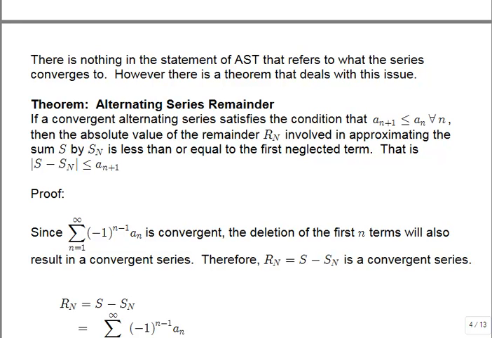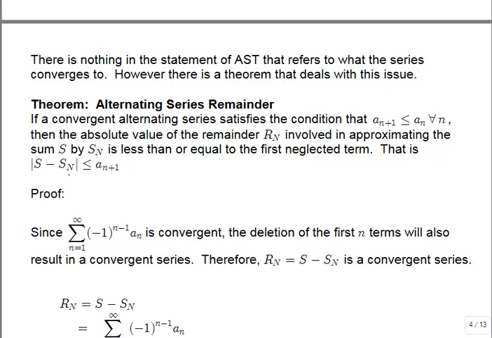Now there is nothing in the statement of the alternating series test that refers to what the series converges to. However, there is a theorem that deals with this issue. It's called the alternating series remainder. If a convergent alternating series satisfies the condition that a sub n plus 1 is less than or equal to a sub n for all n, so the terms in the sequence are decreasing, then the absolute value of the remainder, r sub n, involved in approximating the true sum by the nth partial sum is less than or equal to the first neglected term. So the difference between the true sum and the approximation will be less than or equal to the very next term that you are disregarding or that you're leaving off.